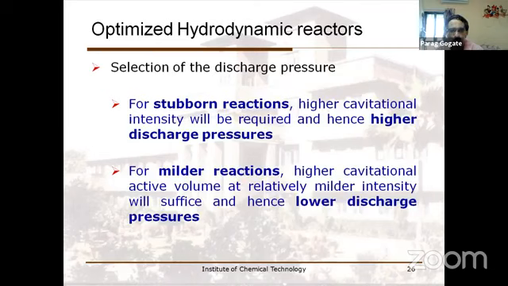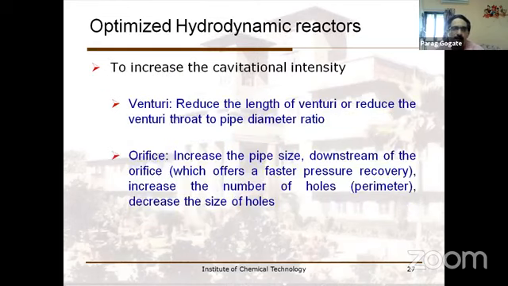If you have lower COD, or you just want to use hydrodynamic cavitation as a pre-treatment, then I would say that only mild treatment is going to be beneficial. And then I can also select lower discharge pressure or venturi as my cavitating device.